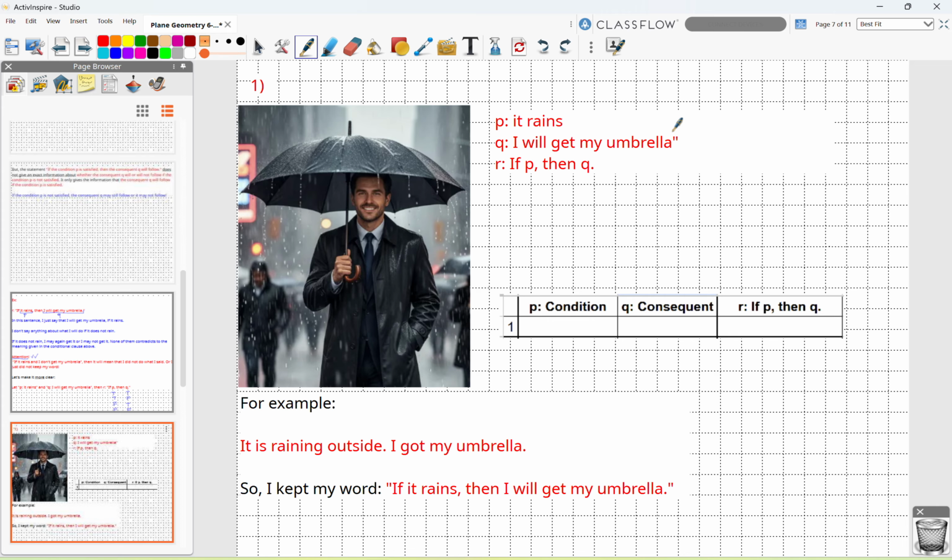So it's raining outside now. The condition is satisfied, P is true. I got my umbrella, so Q is also true. So did I keep my word? Yes, I kept my word. So the truth value of my conditional clause should be true, right? So if P then Q is true when P and Q are both true.